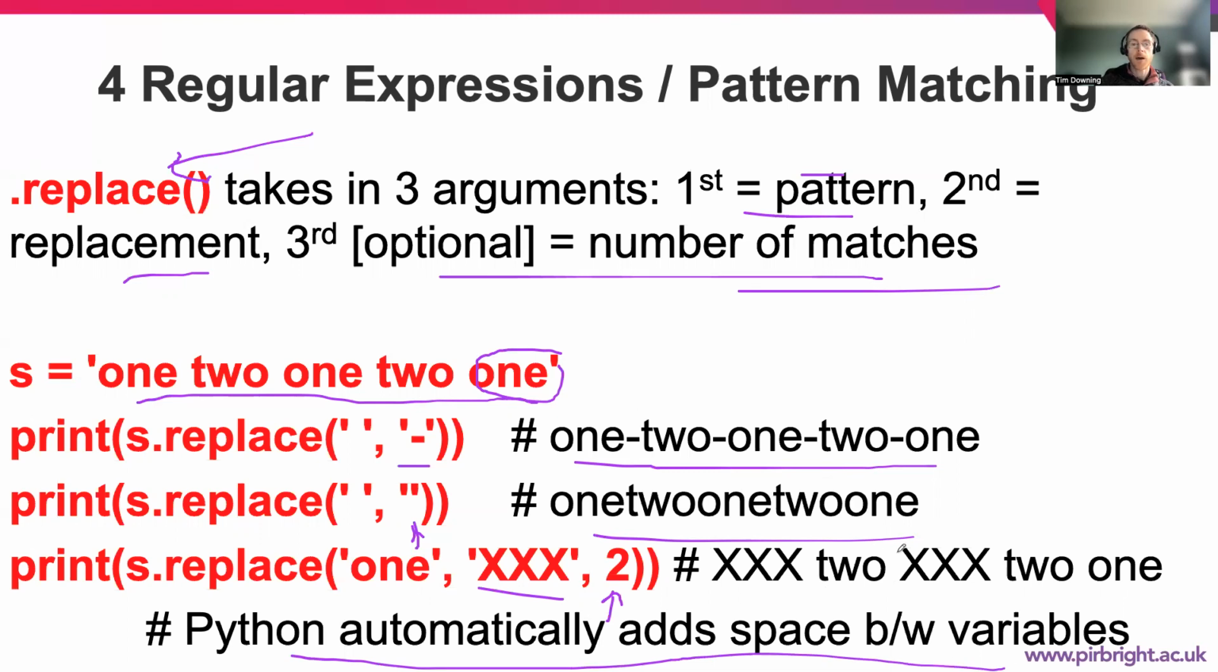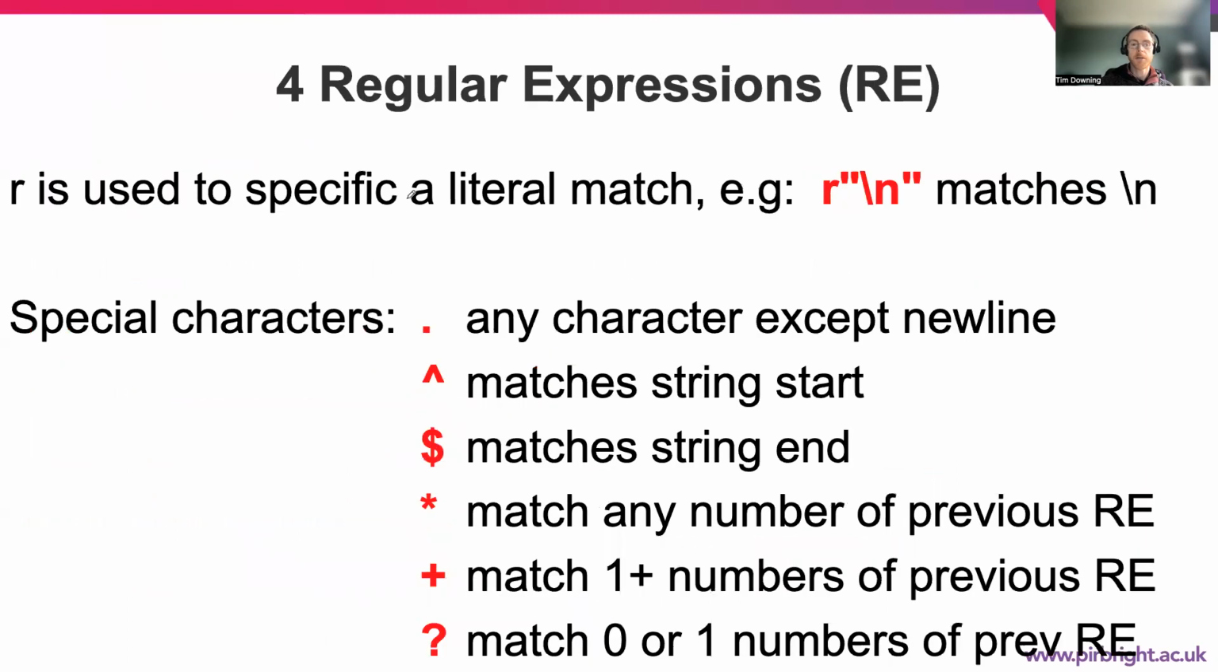If we want to look at a literal specific match, such as matching exactly \n instead of a new line, we could also use the r character to make this a literal match, with the pattern we want in quotes. So there's a bunch of special characters that we need to be aware of that can be used in patterns to match, and this is without the backslash. So a full stop will match any character except a new line.